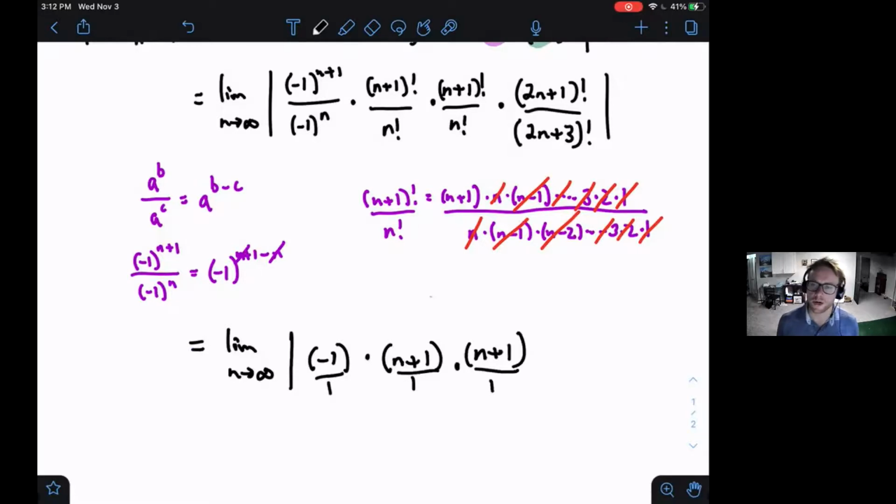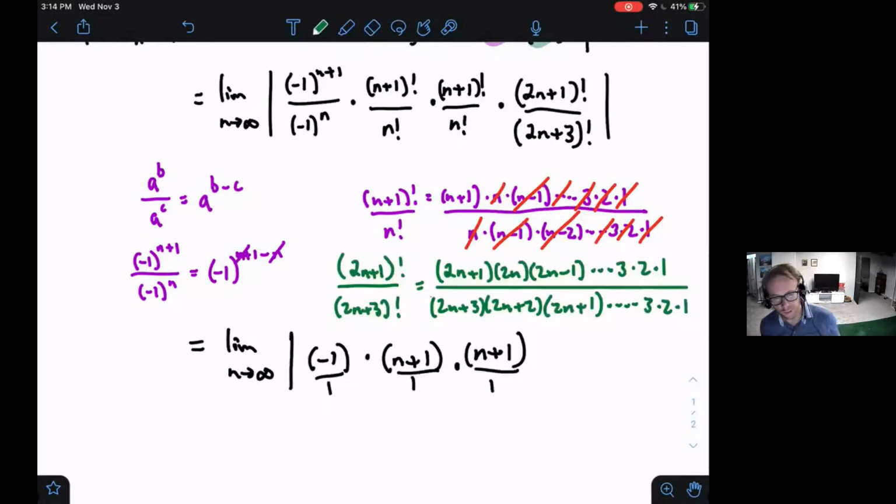Ooh, and I didn't do this one yet. Maybe pause the video for a second. Try to simplify this more complicated factorial, where we have 2n plus 1 in the numerator and 2n plus 3 in the denominator, and see if you can get this one. So pause the video, try to do this one on your own, and then come back and I'll show you how it's done.